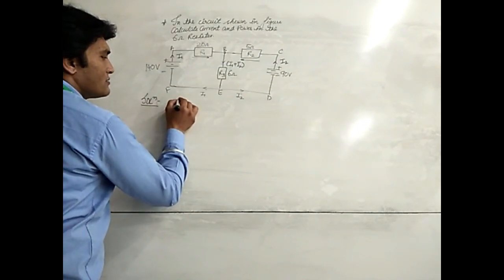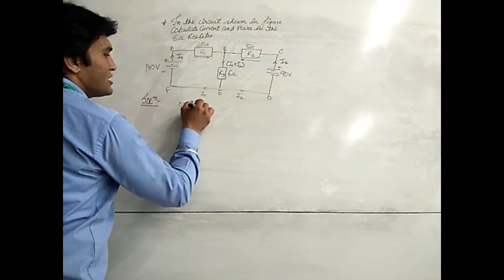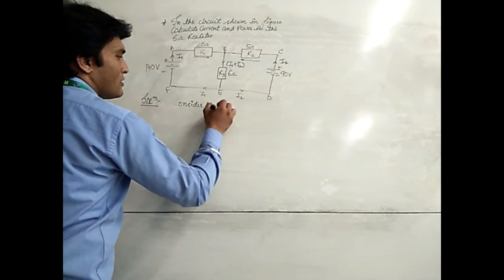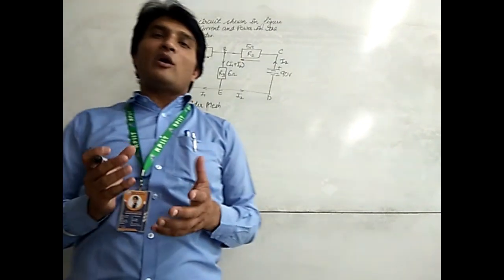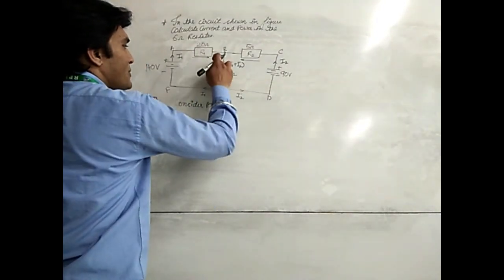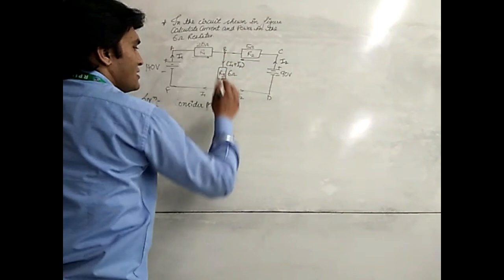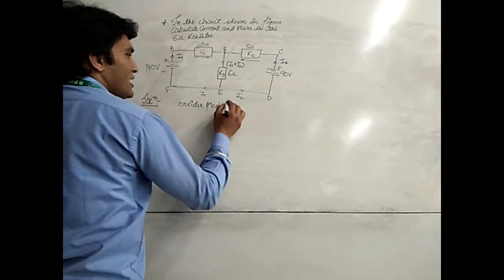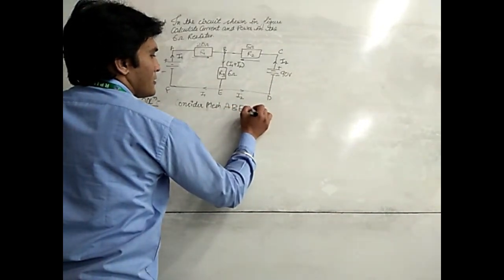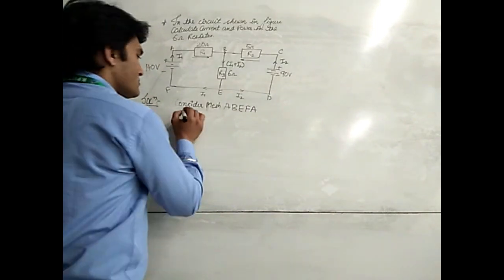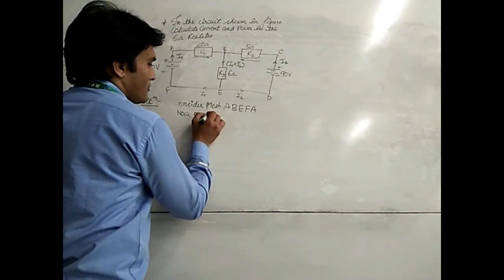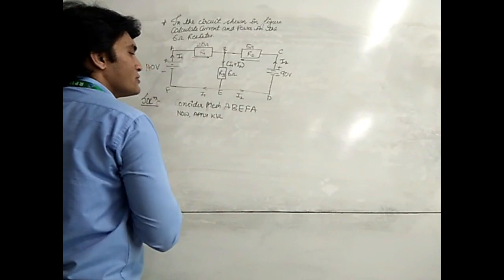Now we will consider loops or meshes. What is a mesh? A mesh is the elementary part of a loop which cannot be further divided into loops. So consider the meshes. There are two meshes: A, B, E, F, A and B, C, D, E. Firstly, we will consider the mesh A, B, E, F, A. Now apply Kirchhoff's voltage law in this loop or in this mesh.